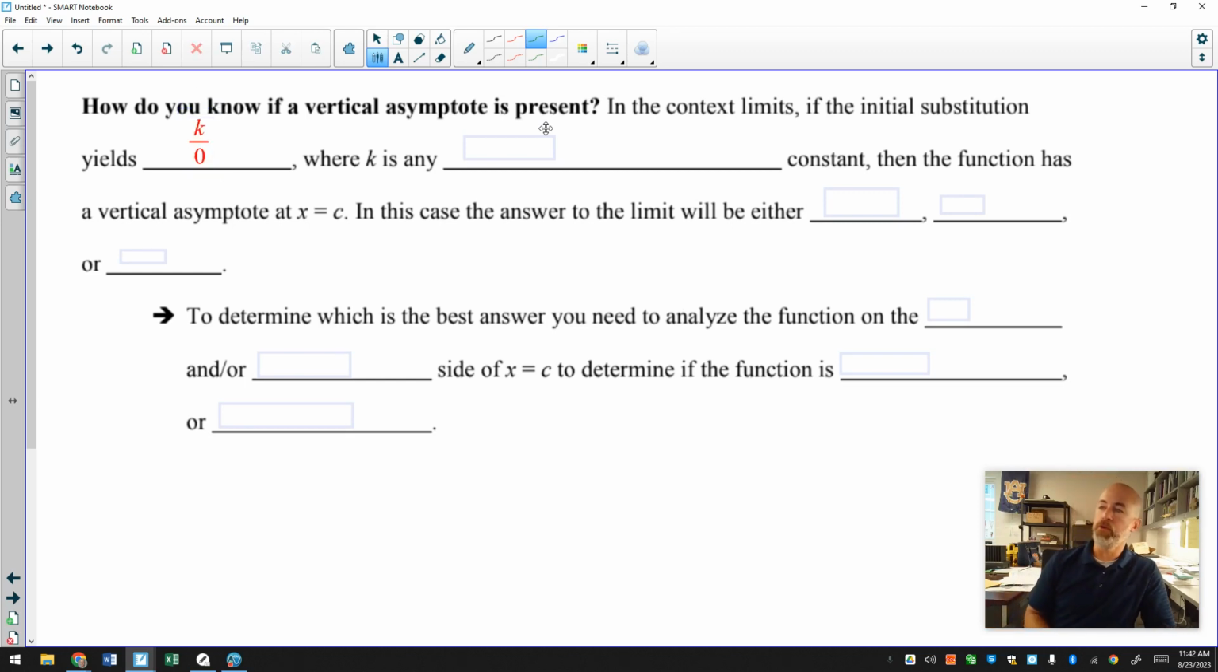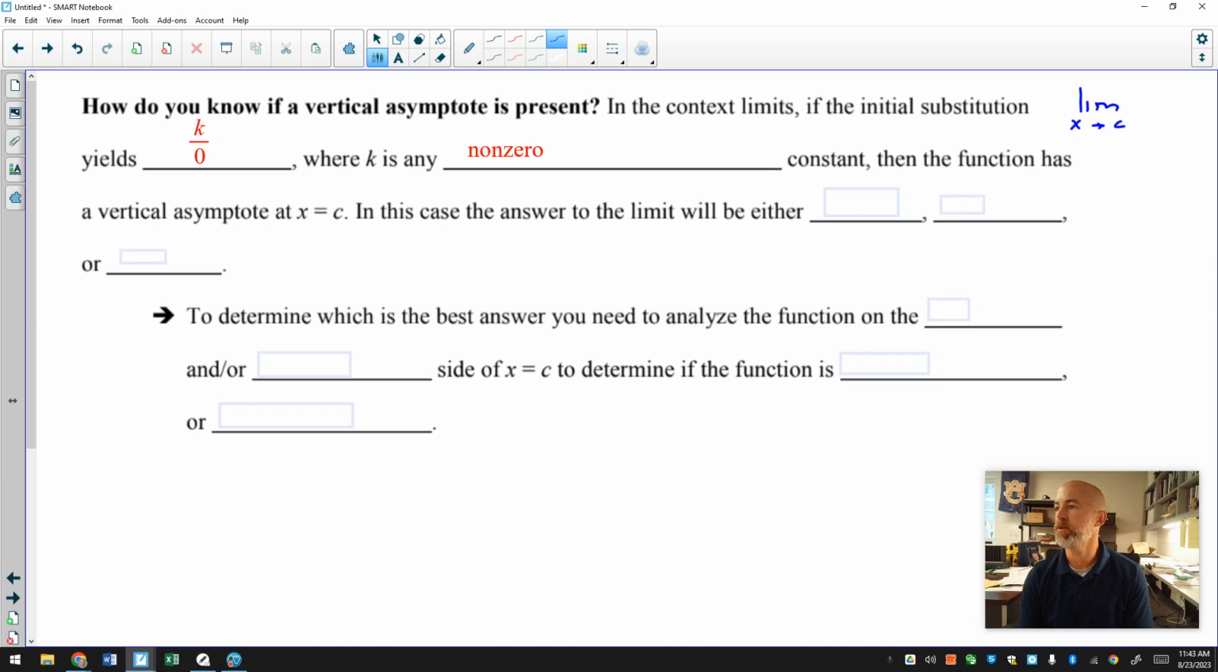But if you do your initial substitution, if x is approaching 4 and you plug in 4, and you get, as a result, any number divided by 0, where that number is not 0. So if you have a non-zero numerator divided by 0, that indicates that there is a vertical asymptote at x equals c. And so maybe I need to come over here and indicate that the limit does look like this. I probably should have had this in the sheet.